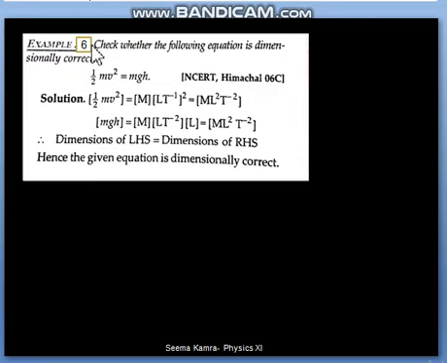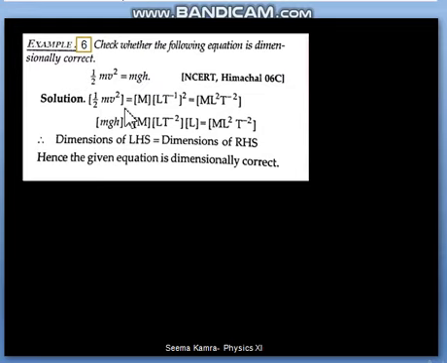In example number 6, check this equation, half of mv square equal to mgh. Now you already identify, I think, half of mv square is the formula of kinetic energy and mgh is the formula of potential energy. Okay, so because kinetic and potential energies have the same unit, joule, so their dimensions will also be same, but we have to check it. So we will apply the same procedure.